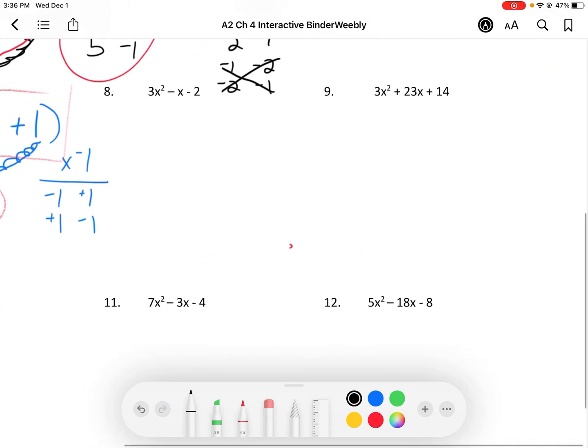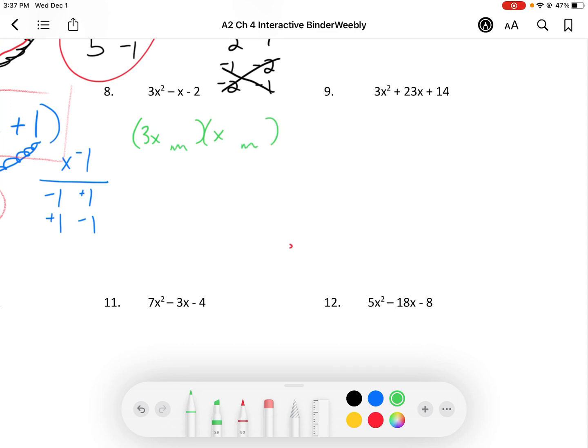Let's try number 8. We need to multiply to 3x squared, so 3x times x. And then when I multiply the numbers together, I need to get -2. So how do we multiply to -2? 1 times -2, -1 times +2. And then put the 2 first. -2 times +1, +2 times -1.